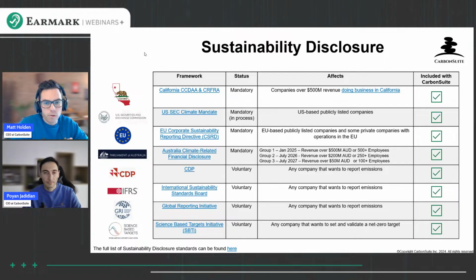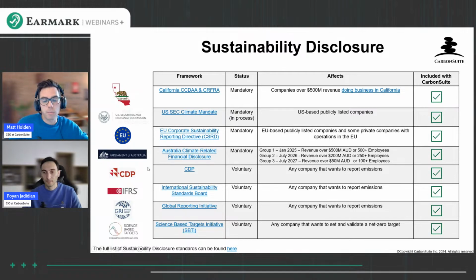We've got mandates in California that apply to companies starting at over $500 million in revenue that do business in California. The SEC mandate, this one is in progress for US-based publicly listed companies. We've got the EU Corporate Sustainability Reporting Directive. This is a very big piece of legislation that was passed in the EU, and it's actually mandating EU-based companies and companies with operations in the EU to report emissions data, but also lots of other data related to the environmental, social, and governance performance of that business.